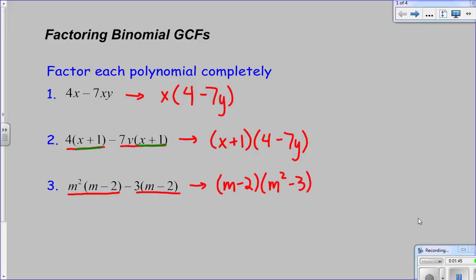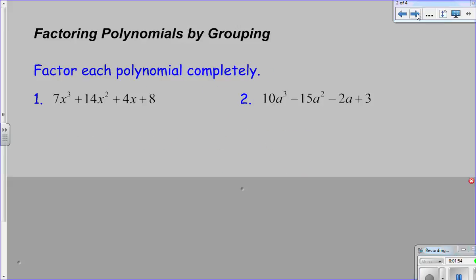So now that we know how to factor out binomial greatest common factors, we can go ahead and apply this to a new technique for factoring that we haven't learned so far, and that is factoring polynomials by grouping. So we'll look at two examples here, and we'll learn how to do the grouping method for them.